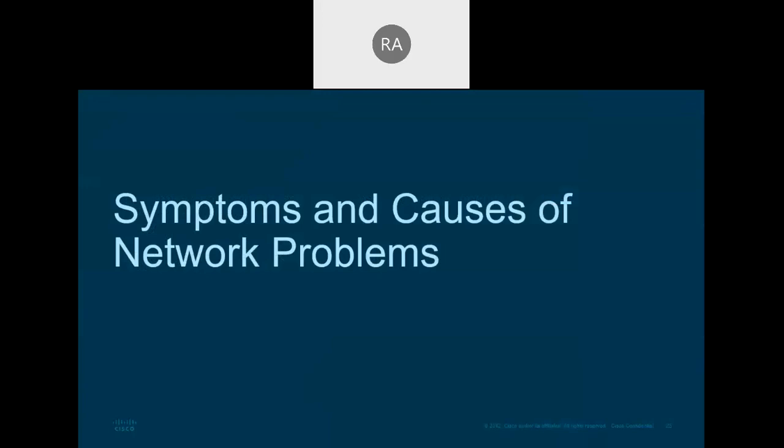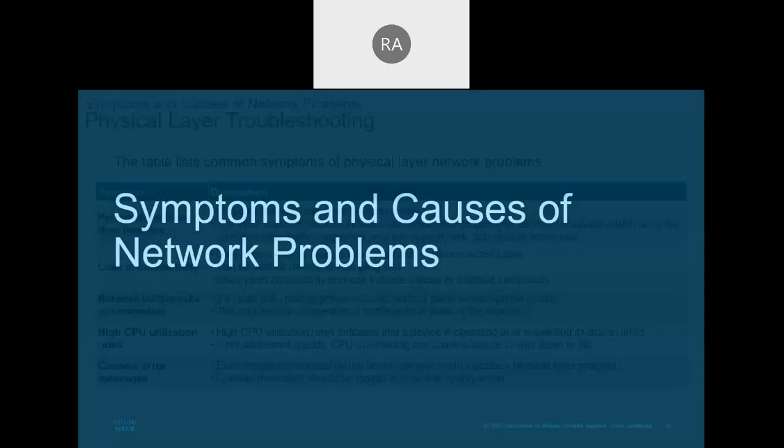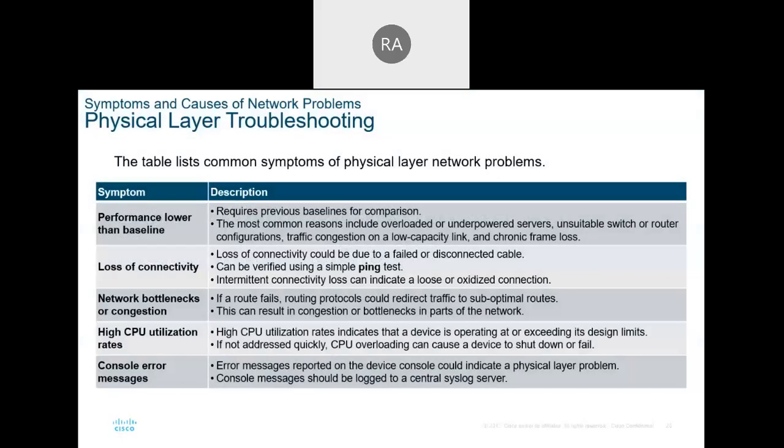So I think this should be the last part, if I'm not mistaken. Symptoms and causes of network problems. What are the things that could cause problems on the network? Most of the time, it could be a hardware problem, a software problem, a user problem, or maybe a virus, or you are under attack. That is why you need your baseline documentation.